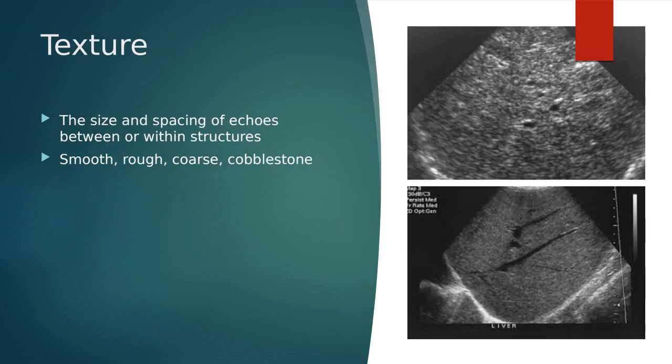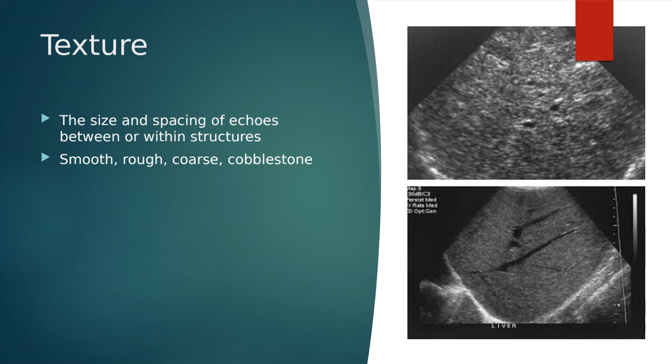Next, we have our texture. This is talking about not necessarily the shade of gray, but the spacing in between echoes within a specific structure. Usually we want to see our organs have a nice smooth texture, meaning that the echoes are spaced nice and tightly, similar to when the military lines up and they're marching in sync. That's going to be that smooth texture of those echoes. They're behaving very similarly, aligned perfectly with very tight spacing.